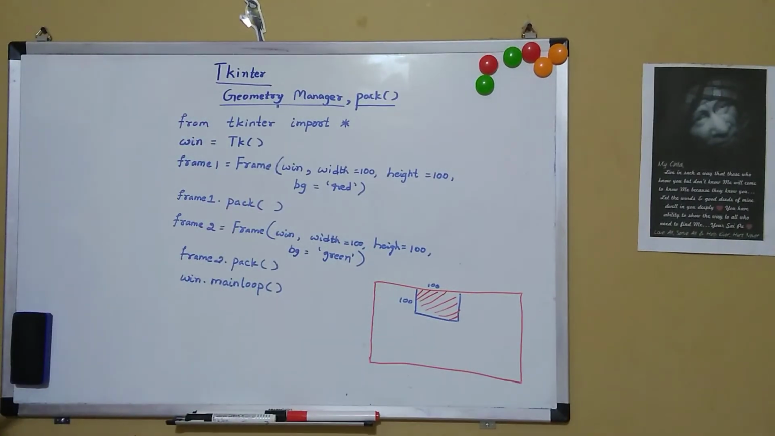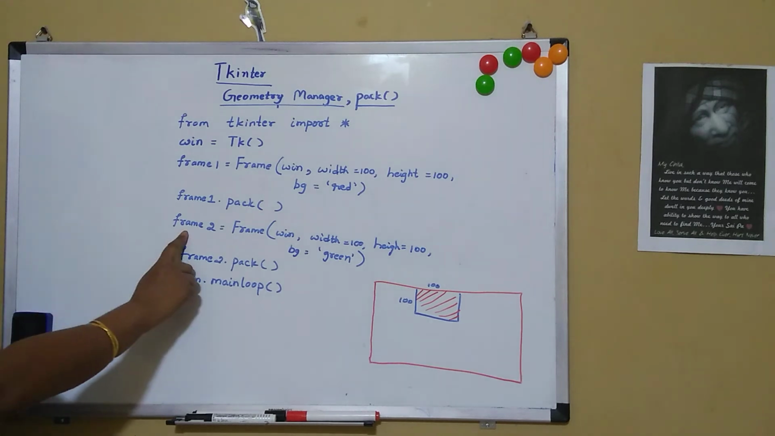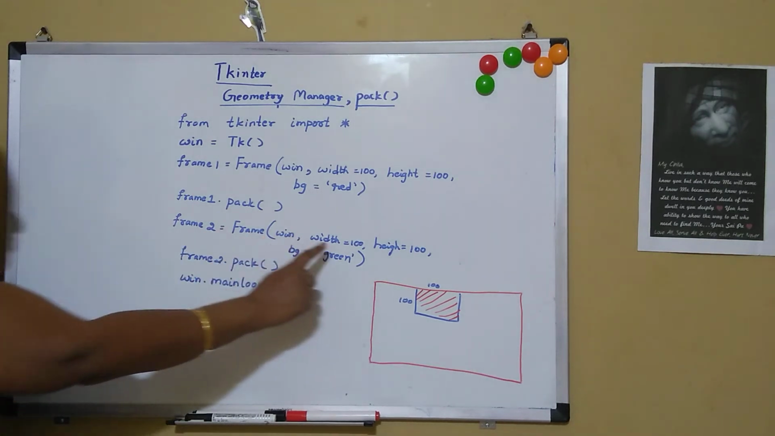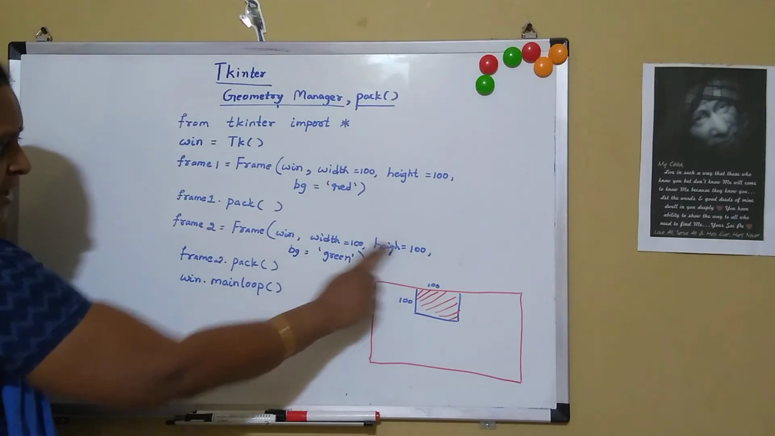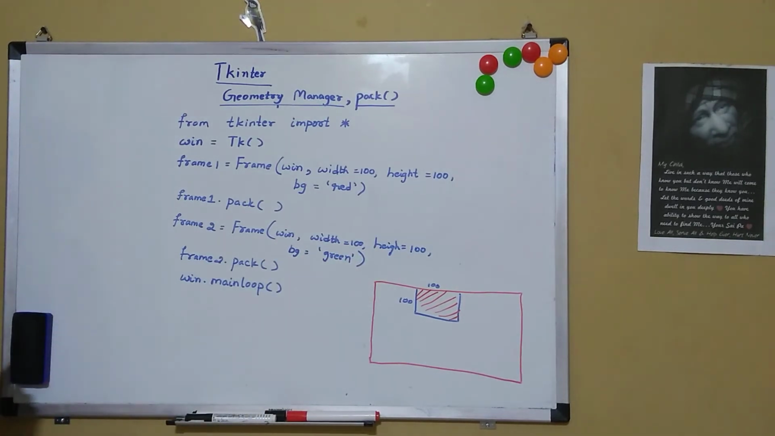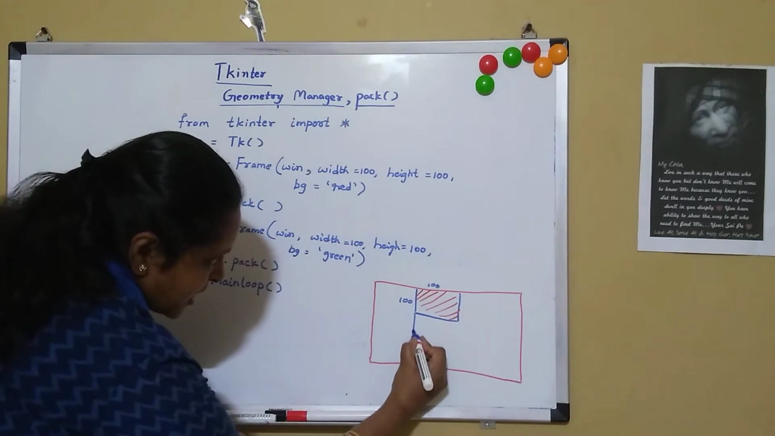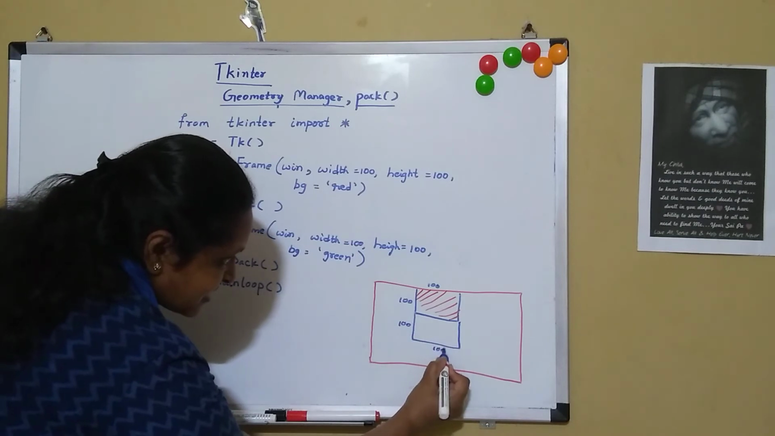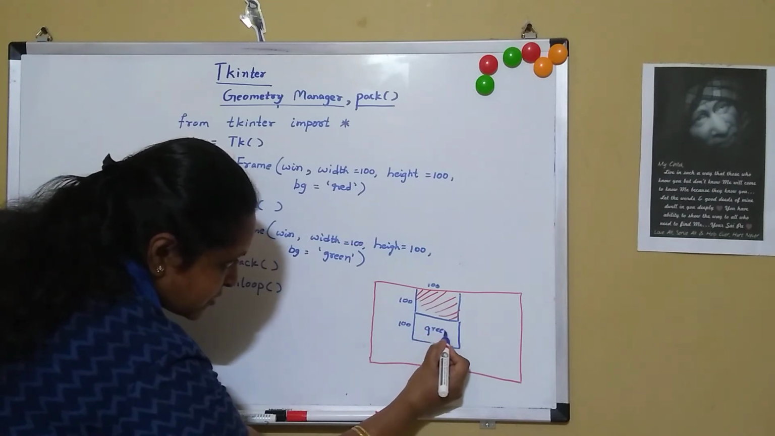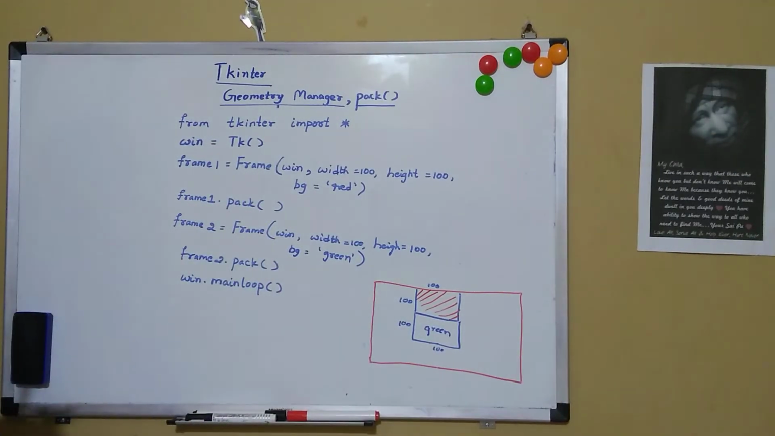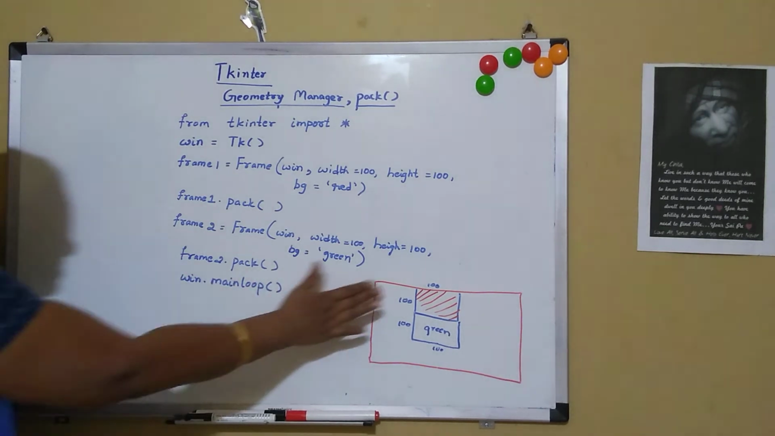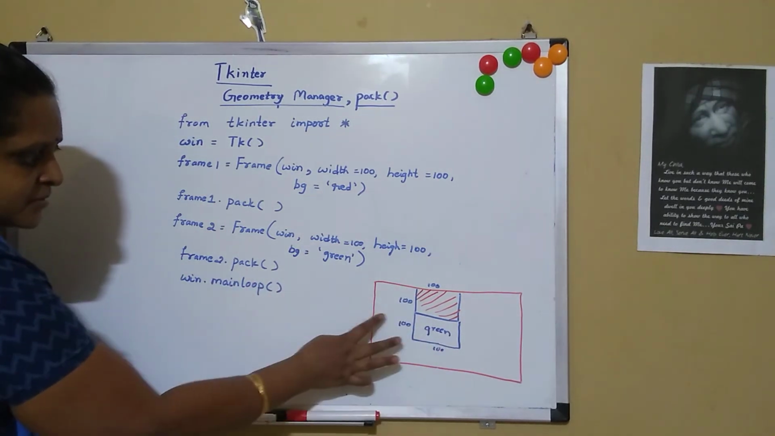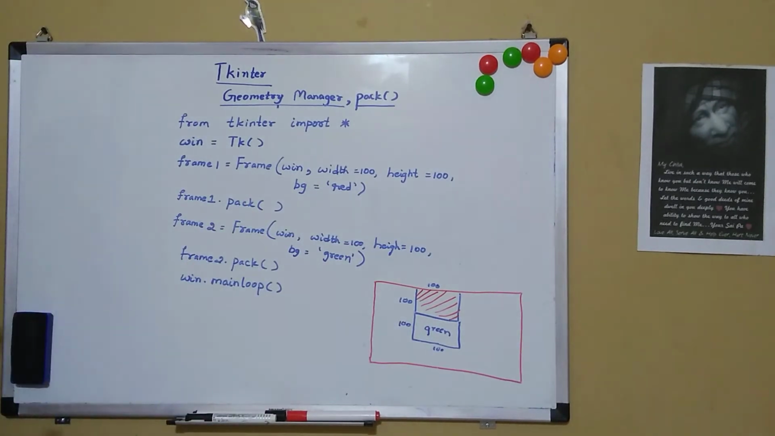Now I am specifying another frame widget, width equal to 100, height equal to 100, and color equal to green. So I am creating another widget wherein height is 100, width is 100, and the color of this is equal to green. So this is for the default parameters. It will place the widget on the top, not bottom, left or right. So by default it will place the widget on the top of the window.